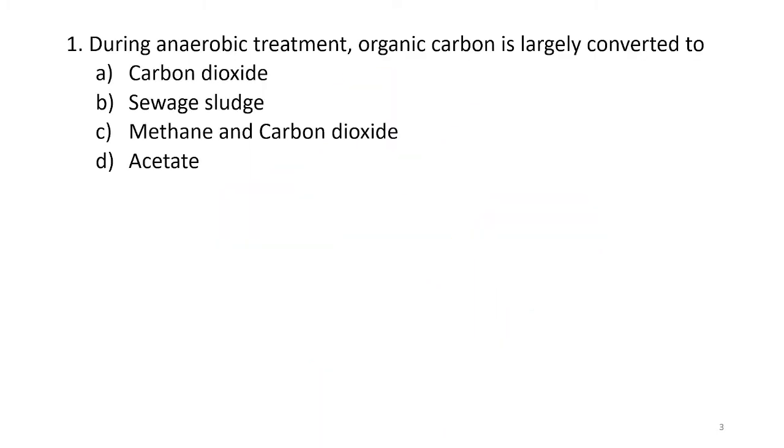So the first question is, during anaerobic treatment, organic carbon is largely converted to option A, carbon dioxide, option B, sewage sludge, option C, methane and carbon dioxide, option D, acetate. So any answer, anyone?